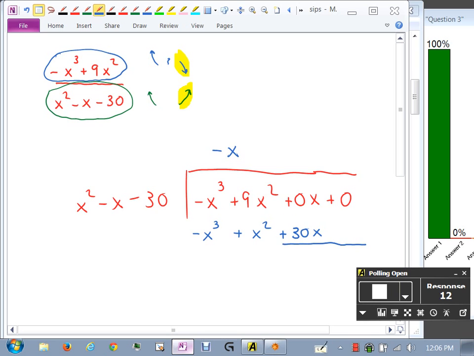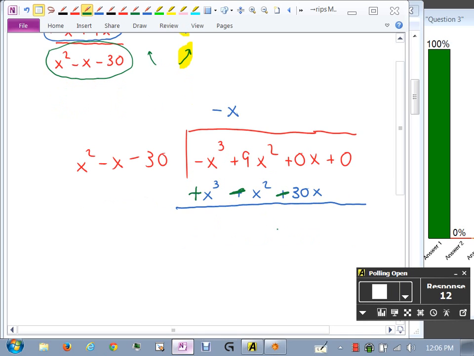Then we come through and subtract this, right? So change the signs and add down. So what do you get? 8x squared, negative 30x. You with me? Now we say, what do we multiply x squared by to get this 8? Yes? What do I multiply x squared by to get 8x squared? So plus 8.